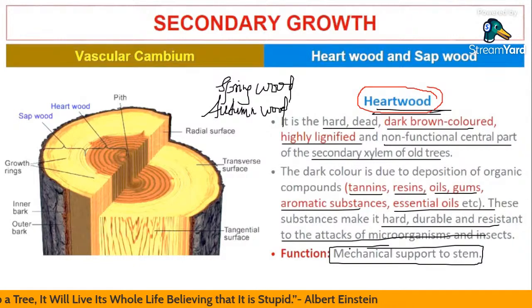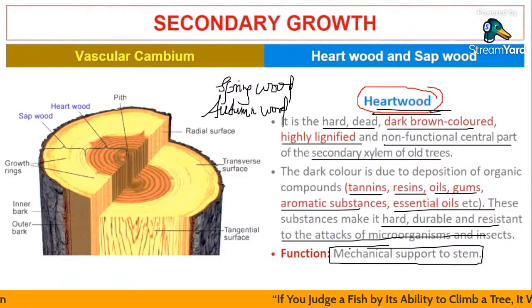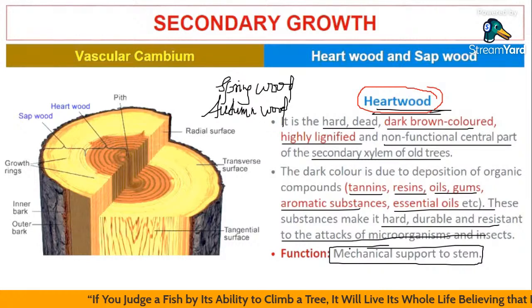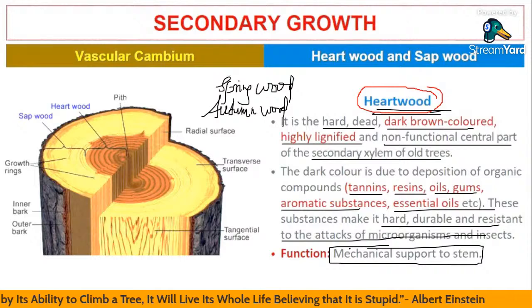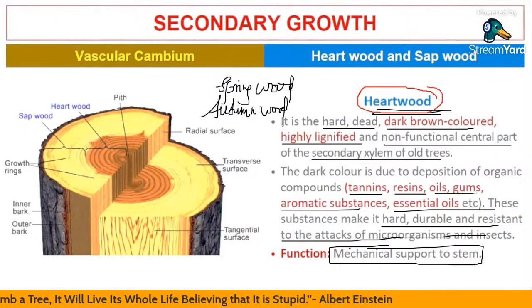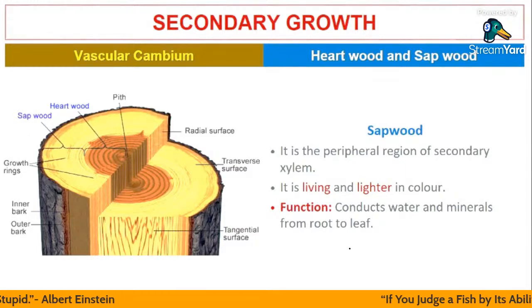It is the dark brown colored central part of the wood, which is very dark brown in color. What contributes to its dark color is tannin, resin, oil, gums, aromatic substances, essential oils, and everything. And this is the part which makes it durable, hard, and resistant to the attack of microorganisms. Coming on to the sapwood, it is present on the peripheral region of the secondary xylem.